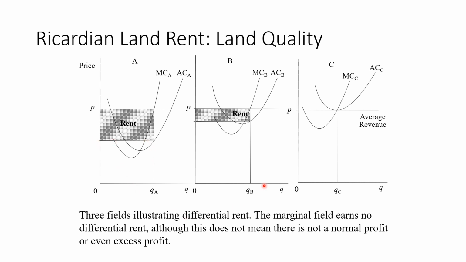So here we have three different farms, and these farms have different cost structures given by the average cost curve here. This is your variable cost curve and your marginal cost. So we have A, B, and C, and you'll notice that the costs to farm B are higher. The whole cost structure is higher than it is with the case of A, and likewise with C.